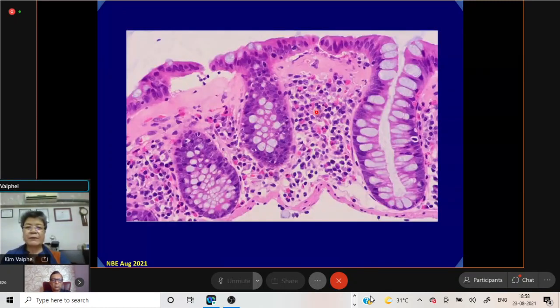Here, this is basement membrane thickening, with minimally increased intraepithelial lymphocytes compared to the previous two slides. So this is a collagenous colitis here. This is the subepithelial collagen band. This subepithelial collagen band in this photograph looks continuous, but it may not be continuous. It tends to be very patchy. But the thickness also is controversial.